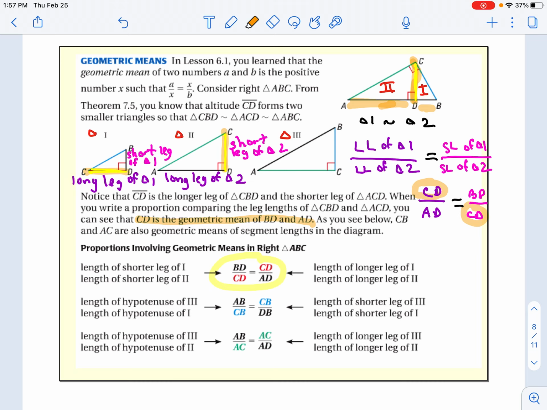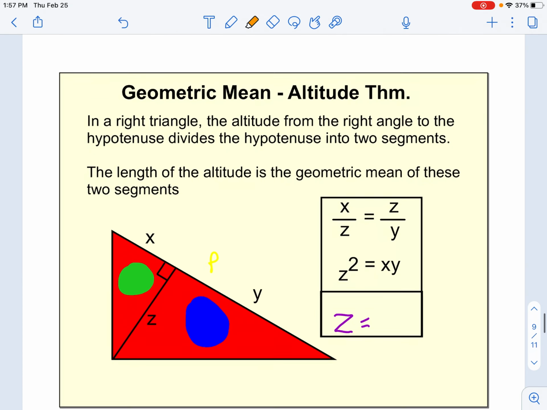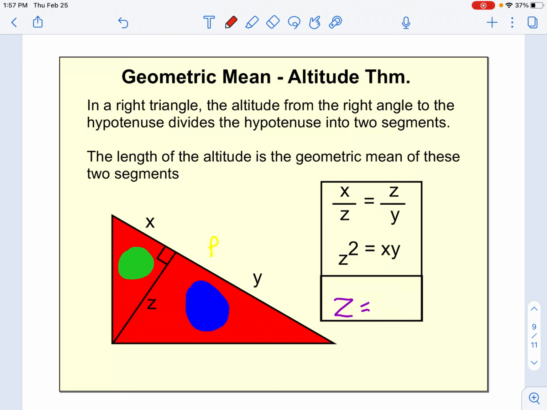Here's BD, the little piece of the hypotenuse, and AD, another little piece of that hypotenuse formed by the altitude. You can read through this again to make sense of it, but what this is really showing you is that the altitude, CD, is the geometric mean of the two pieces of the hypotenuse it splits. And that is our first theorem. It's the geometric mean altitude theorem.